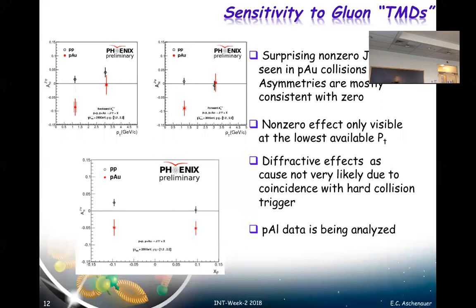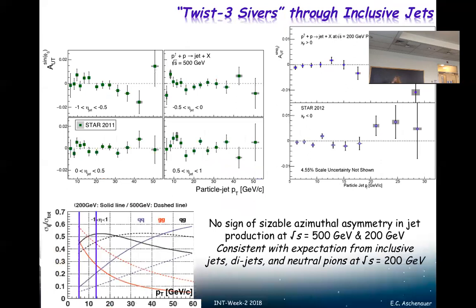So we need theoretical help to understand that. And we also have p-aluminium data to see whether they maybe lie in between the pp and the p-gold data. They are still being analyzed. Then, if we look at jets, that is a result again from STAR.